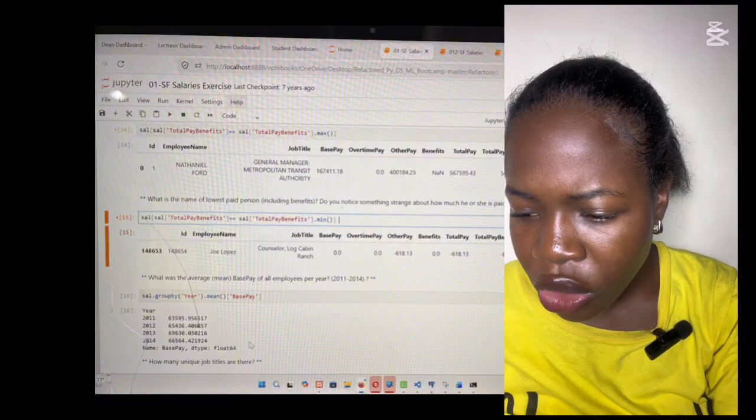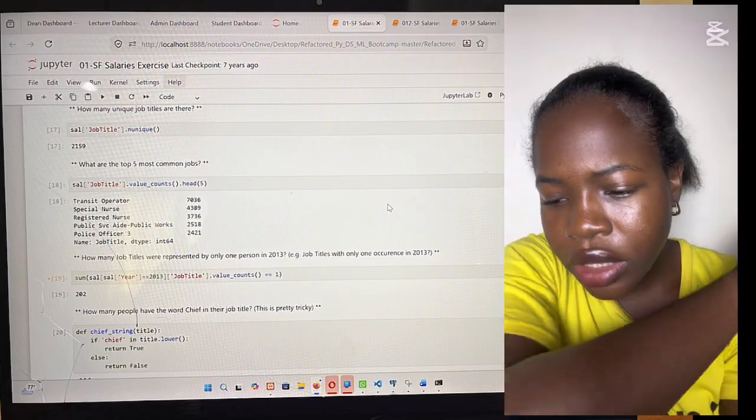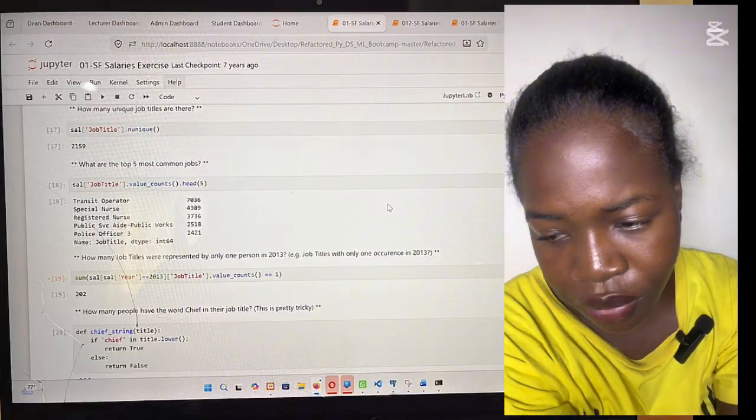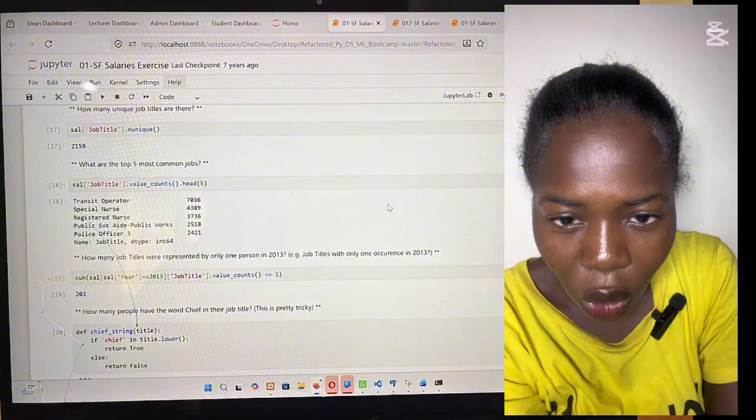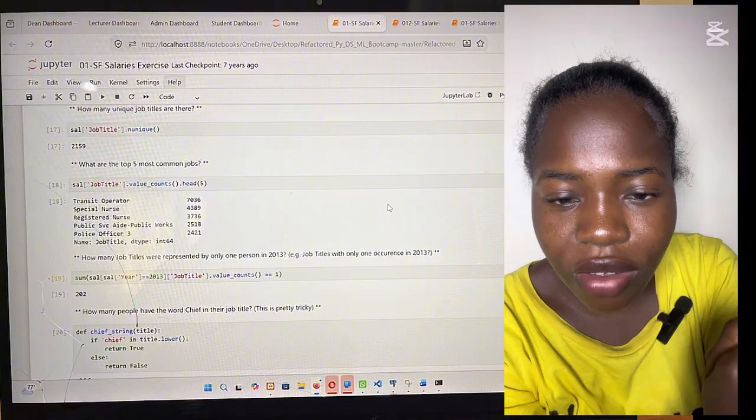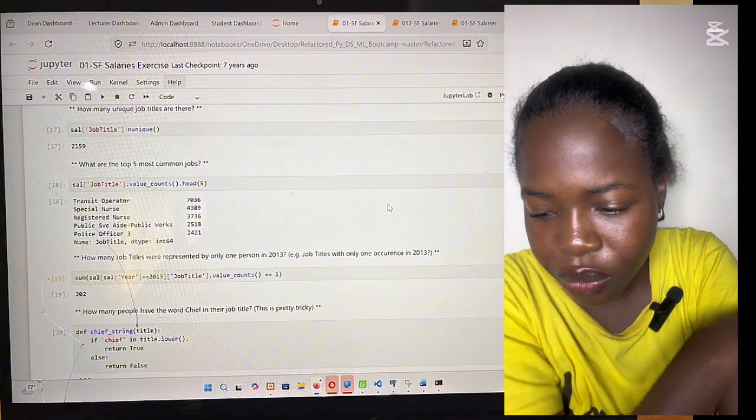Next question, how many unique job titles are there? Sal job title.unique. It goes through the entire data set, brings out the job title column, and then starts looking for all unique values in that column.